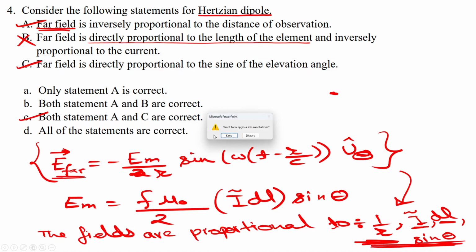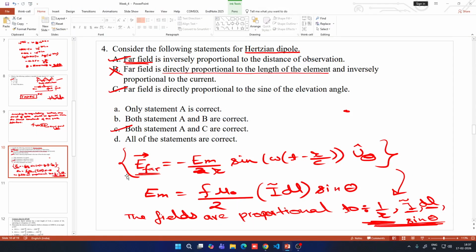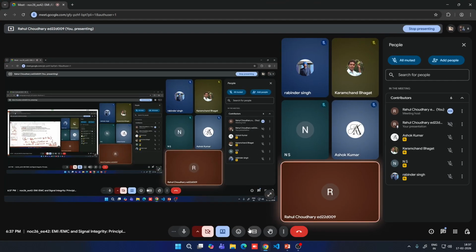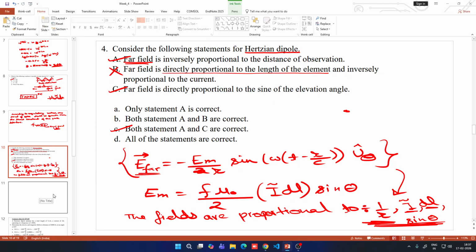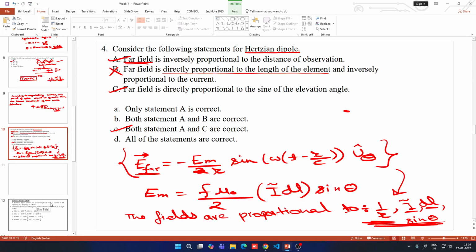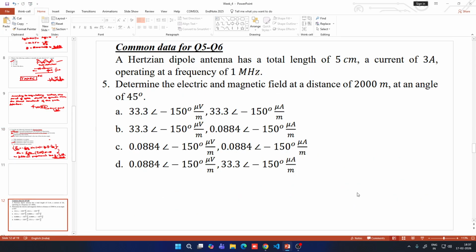So I hope this is clear. If you have any doubt in this, please let me know. So if this is clear, we will move on to question 5.